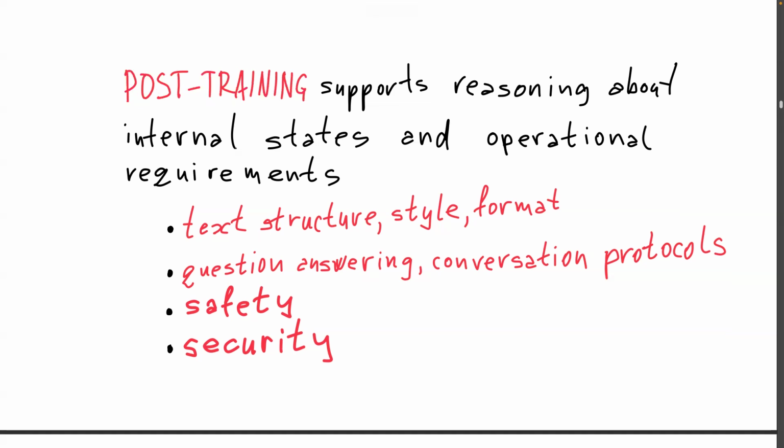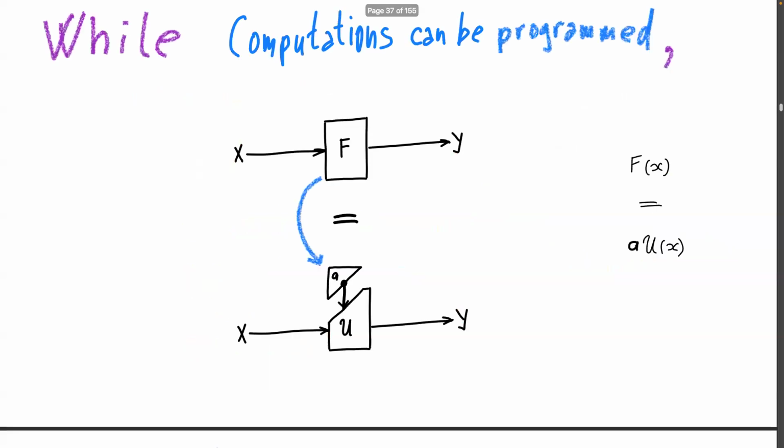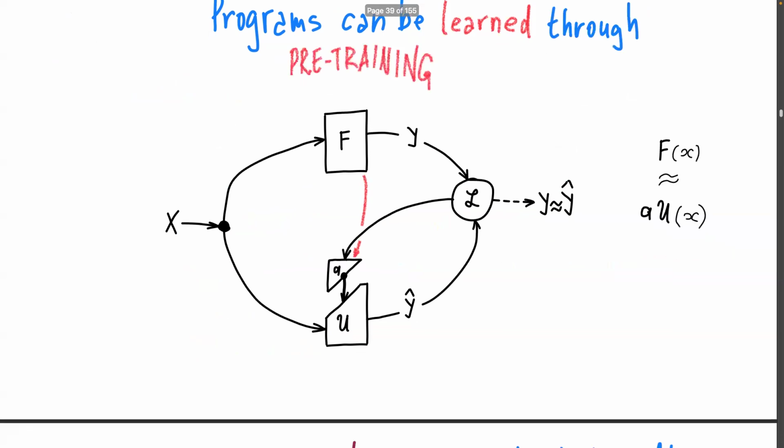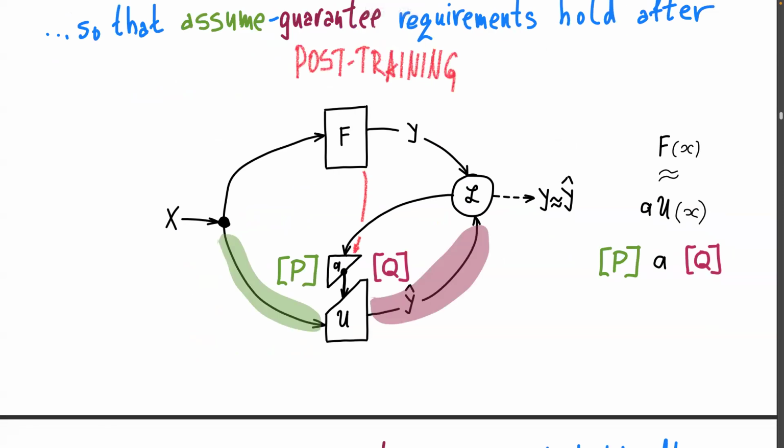Let's go there. So post-training, as Ira told us, supports reasoning about internal states and operational requirements. And that is what we need to figure out. So while computation, of course, can be programmed, programs can be learned. We have gone through this already. And now we need to expand it. They can be learned through post-training, in such a way that the assume-guarantee requirements hold after post-training.